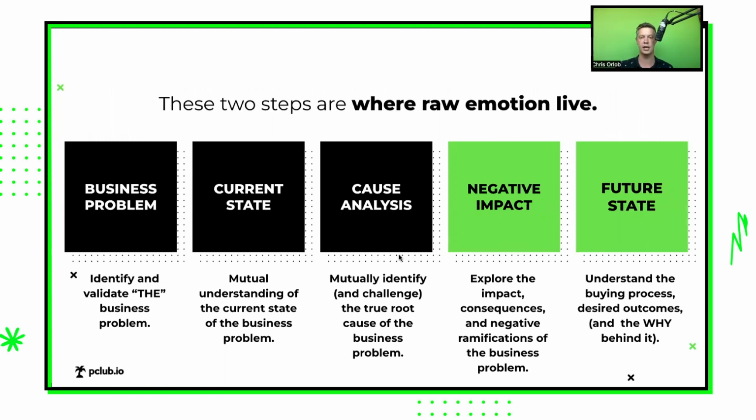Now, these next two pieces of this methodology are where raw emotion lives. Okay, this is where you start to tap into powerful drivers that get people to act. Now, the good news is we've already started to tap into that by peeling back the onion, as you will see, right? Peeling back the onion is actually one form of building negative impact. But as you explore negative impact with your buyer, they are going to start to feel heightened emotions.